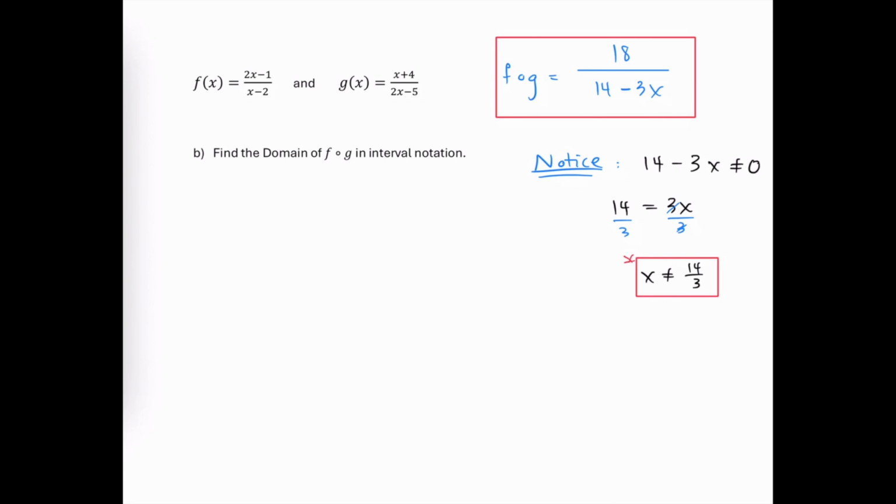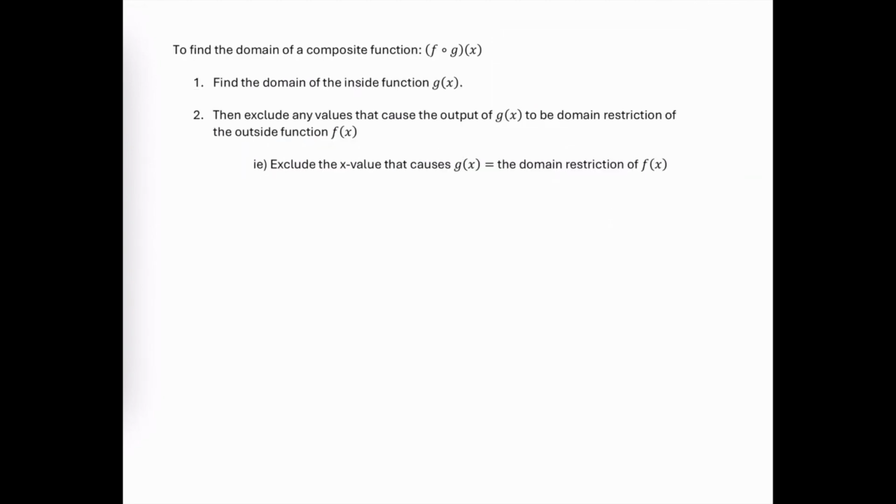And that's what makes the domain of a composite function a little more challenging. There's another domain restriction that we need to go and find. So let's just be reminded that the domain of a composite function is found by a two-step process. First, we have to find the domain of the inside function.